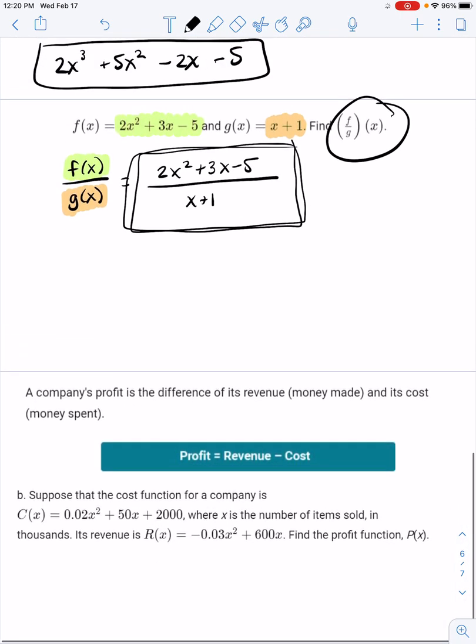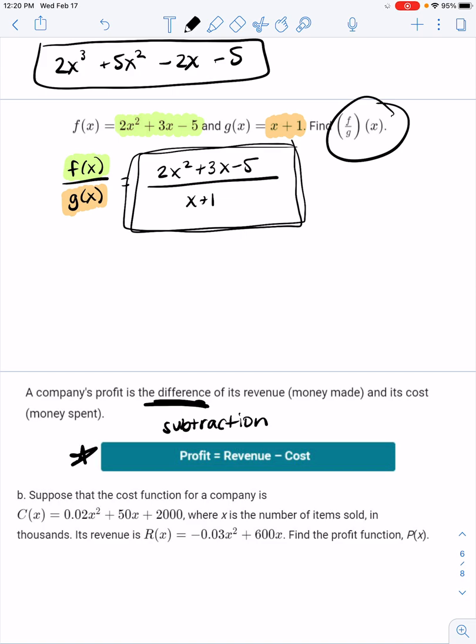Okay, and then there's a word problem. It says a company's profit is the difference. So remember, difference, that's a key word for us. That means we're going to subtract. So difference means subtraction. It's the answer to a subtraction problem of its revenue, money made, and its cost, money spent, okay? And I gave you this little reminder. So that's kind of what it's saying. Profit equals revenue minus cost.